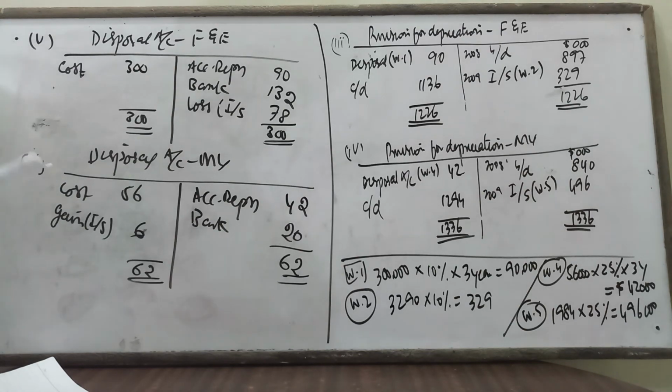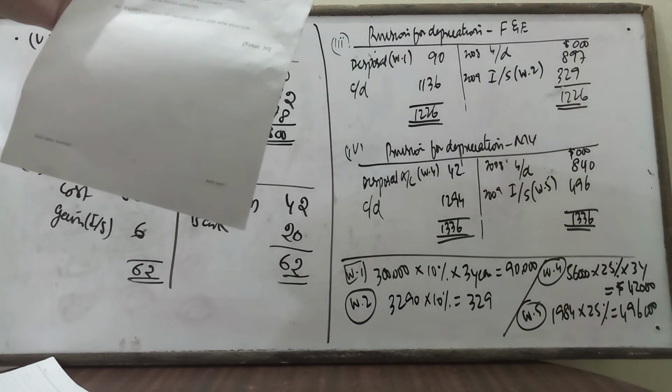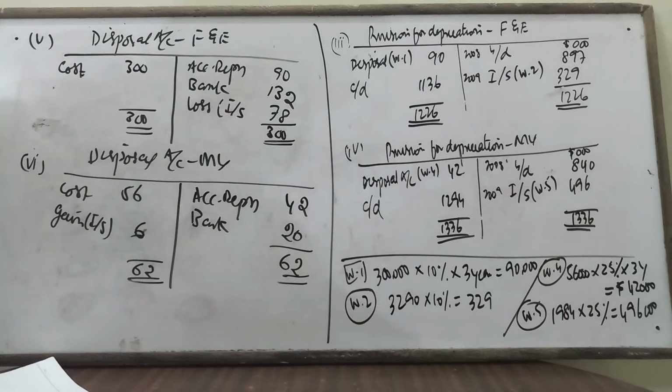Hope you understand this. The part B requirement, which is theory, is to explain the term depreciation and give one example. You can just write the definition of depreciation here. Depreciation is the reduced cost of a non-current asset due to its use and due to wear and tear. This definition you can see from my notes, which I'll upload later on.